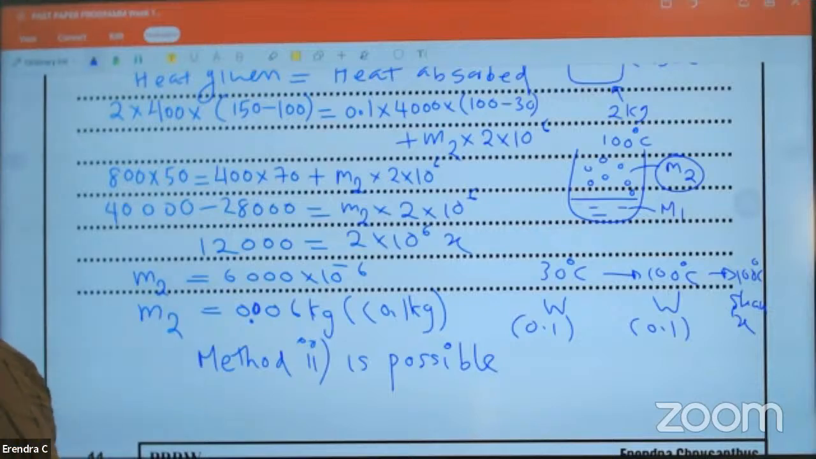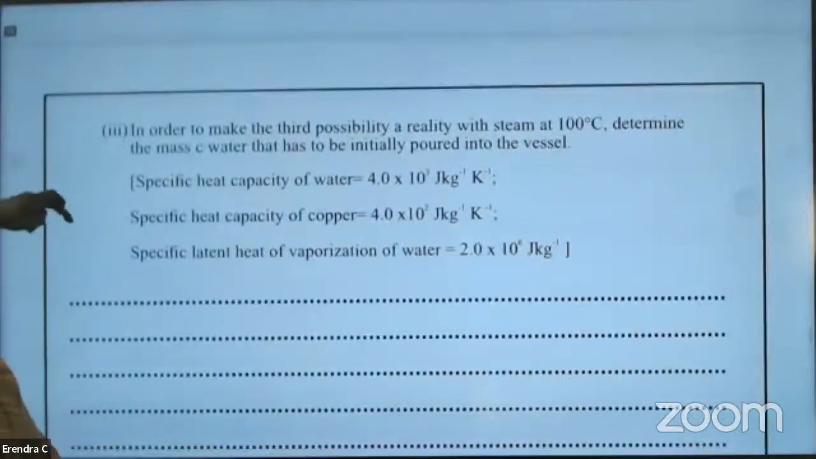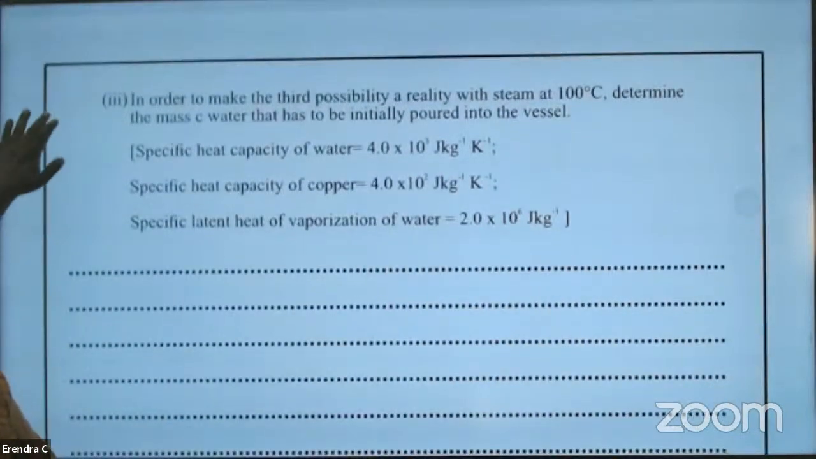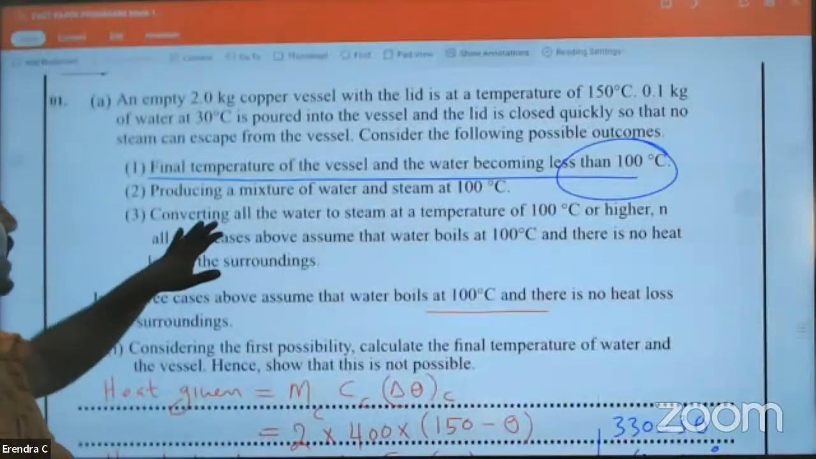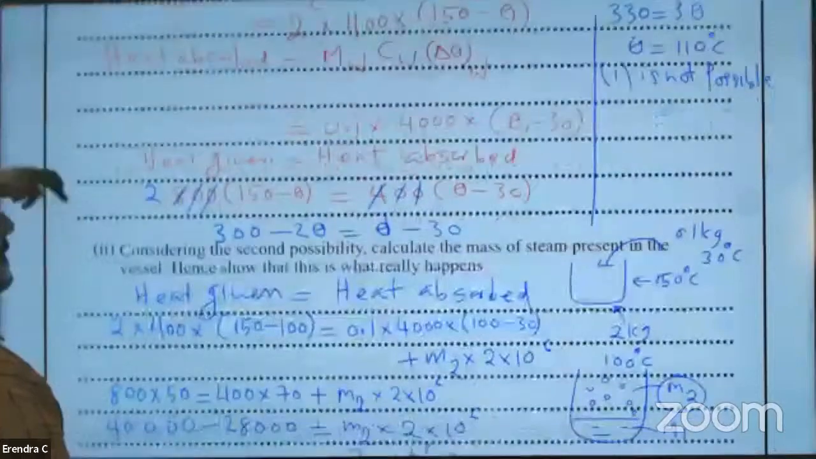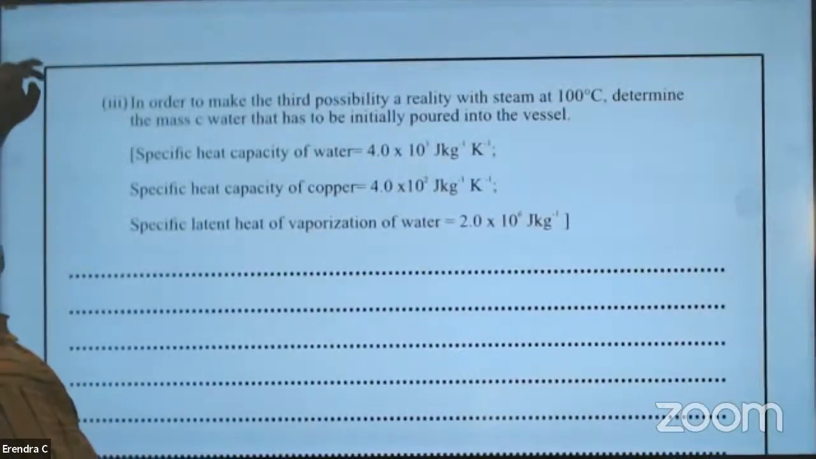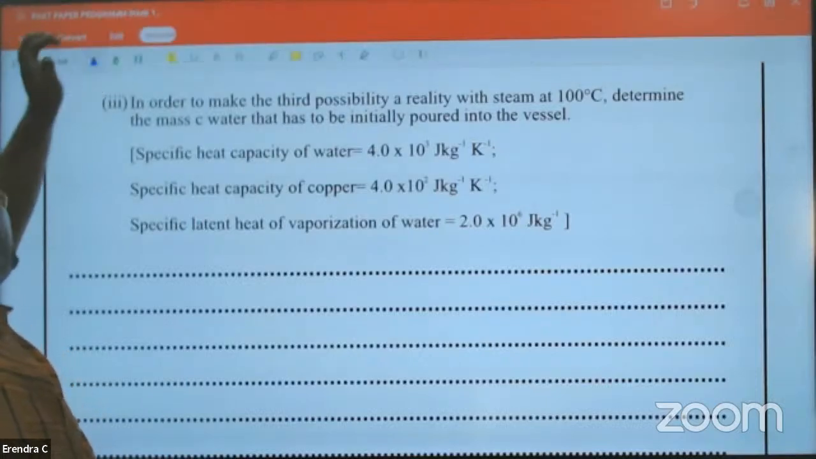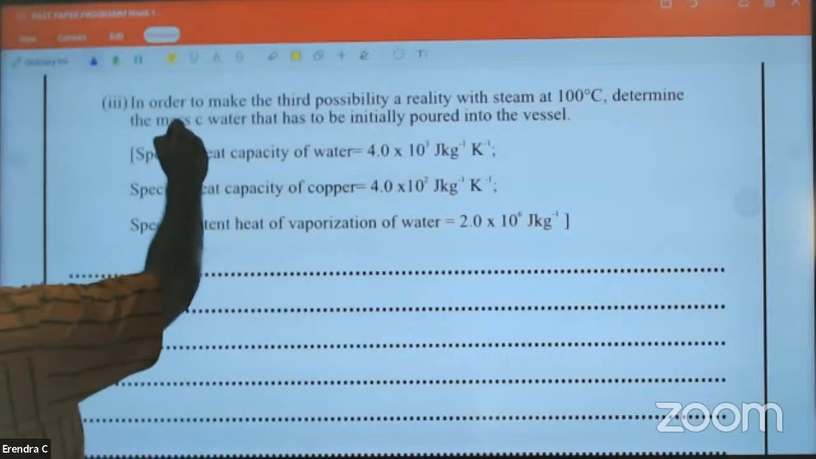Then what else? In order to make the third possibility a reality, what is the third possibility? Converting all the water into steam. Well, this is superb. Think carefully. What are you going to do? Determine the mass of water required.